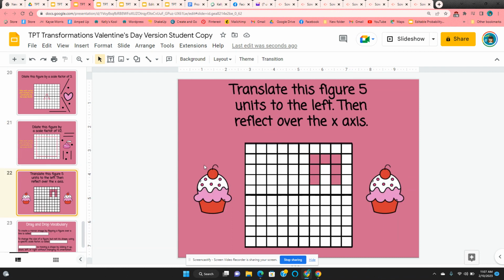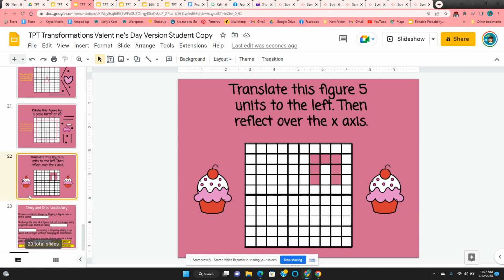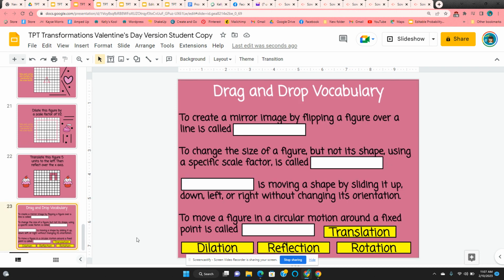And then their final slide here, they're going to translate this figure 5 units to the left and then reflect it over the x-axis. So there are going to be 2 transformations in this slide. And then finally, they have drag and drop vocabulary, just as a review. They're going to take each one of these vocabulary words, click and hold, and then move it into the correct place. And that is the lesson on transformations.